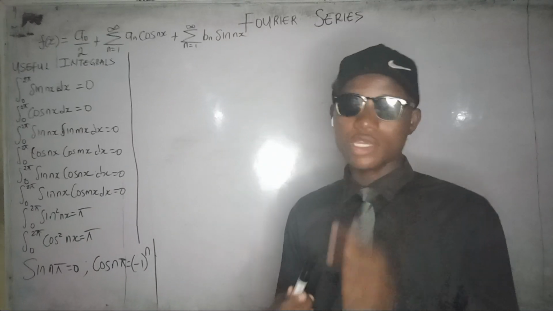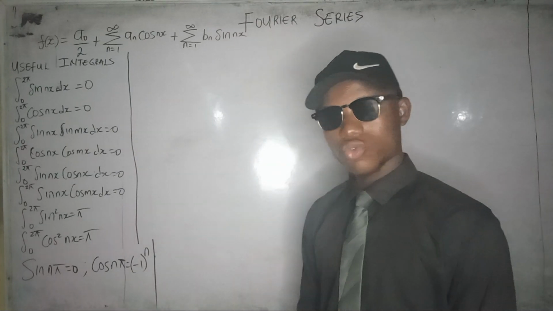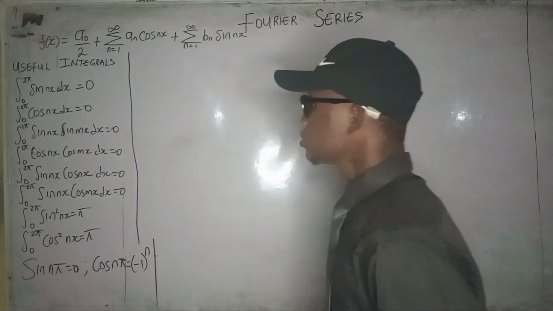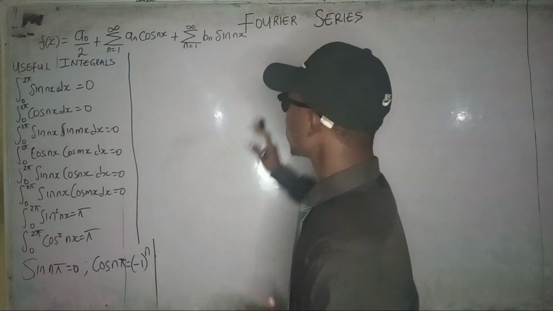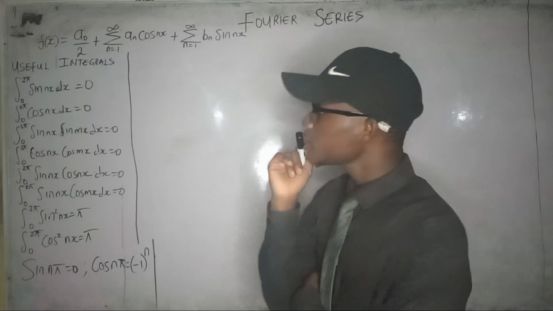Today we are going to be talking about how to get the coefficient a_n. That is, we have gotten the coefficient a naught, and now we're moving on to the coefficient of a_n. So now, how do we get the coefficient of a_n?